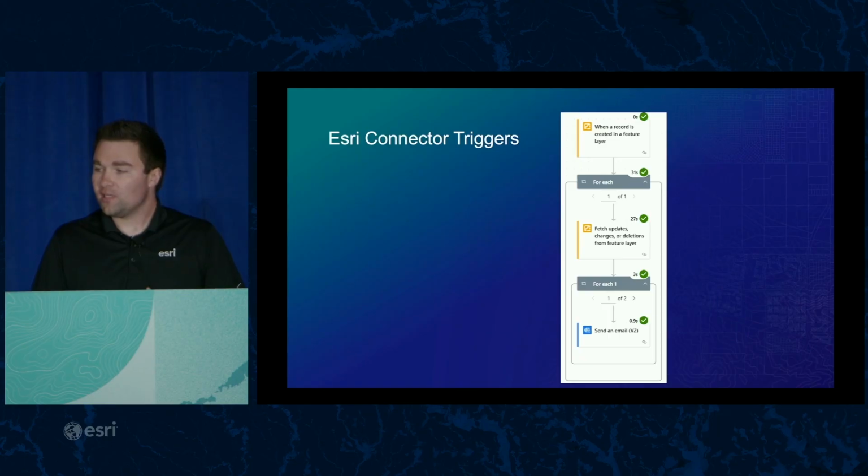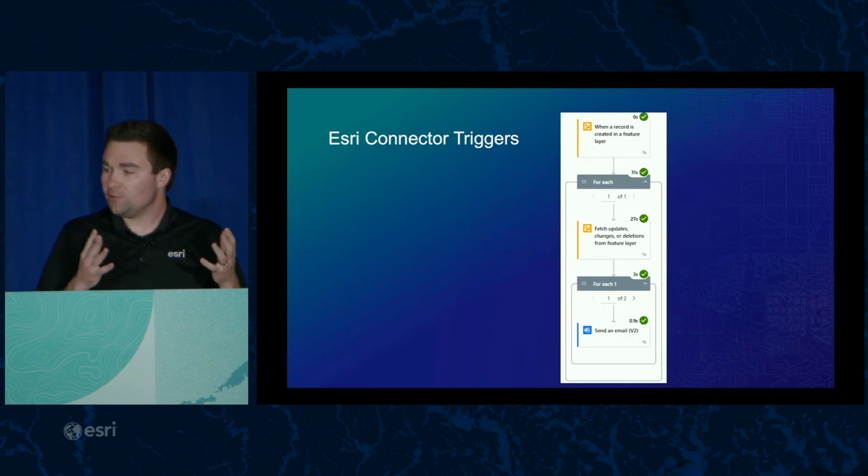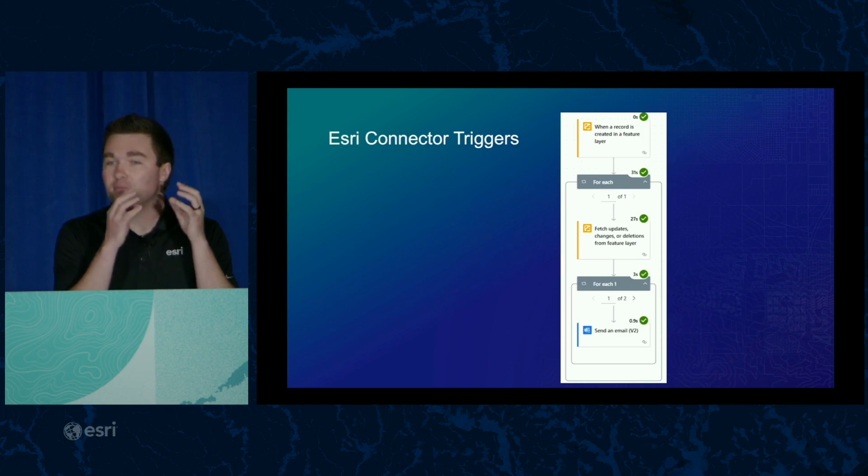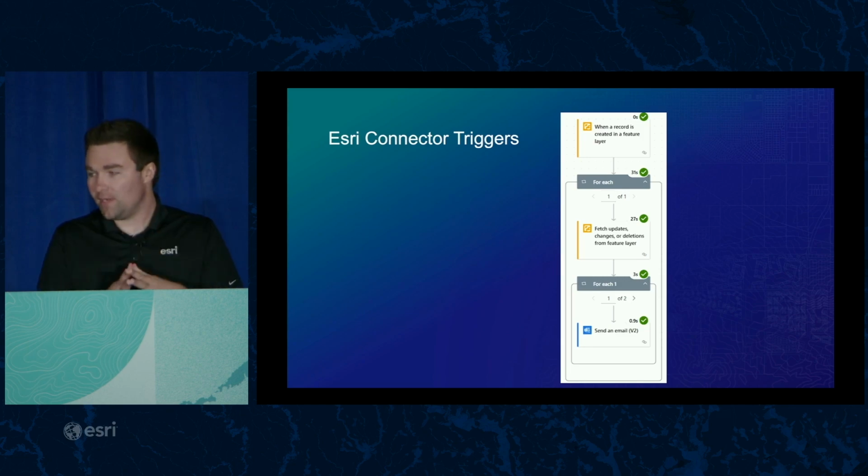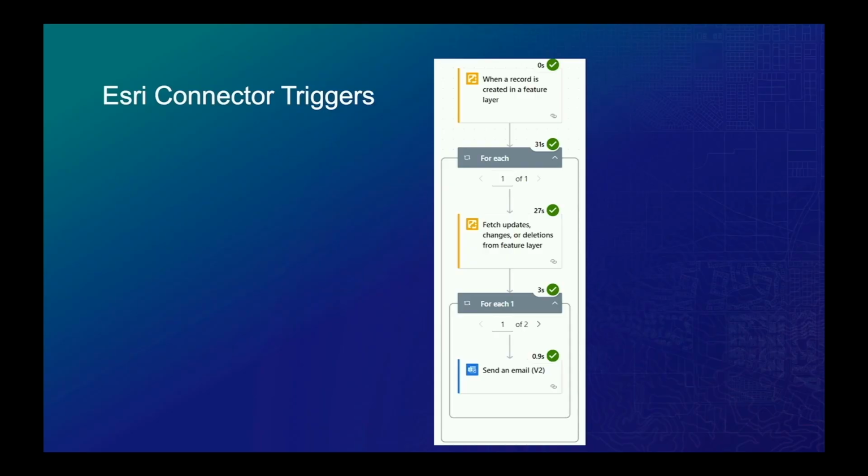And then for those connector triggers, we'll see this live in our Power Automate demo. But this is just a high-level overview of, when a record is created in a feature layer, that's our trigger. That's where we start. That's what is initiating our flow. So when a new record is submitted in our feature layer, because this runs every so often, there may be multiple records that have been submitted.